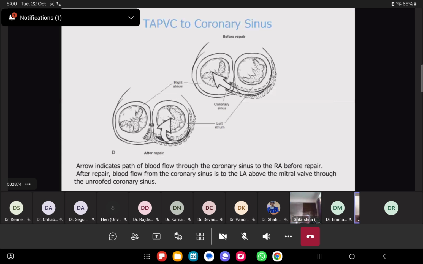This is the arrow which indicates the path of blood flow through the coronary sinus to the RA before repair, and after the repair, blood flow from the coronary sinus is to the LA above the mitral valve through the unroofed coronary sinus.